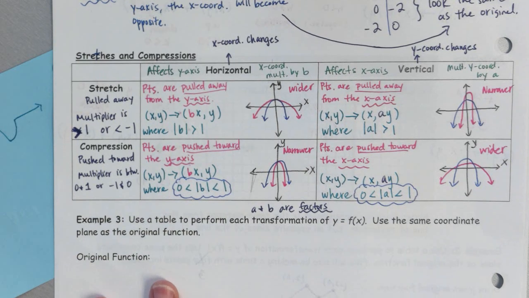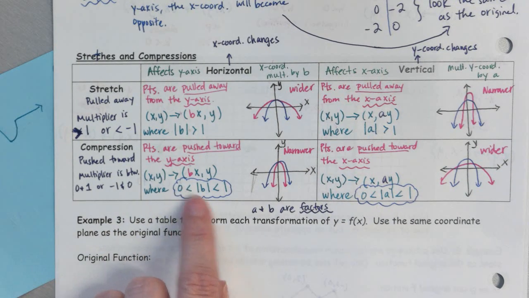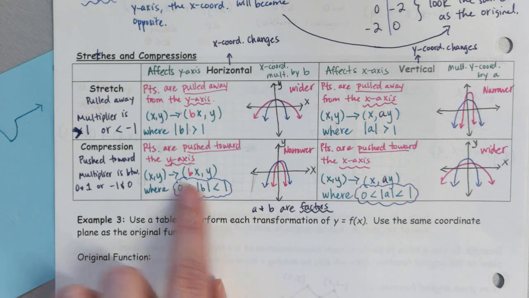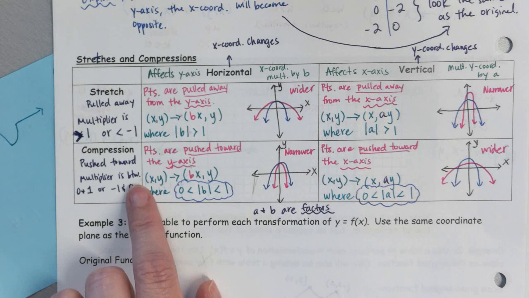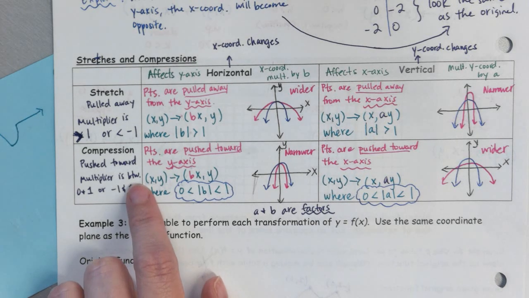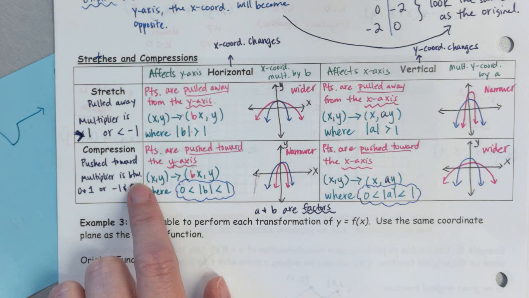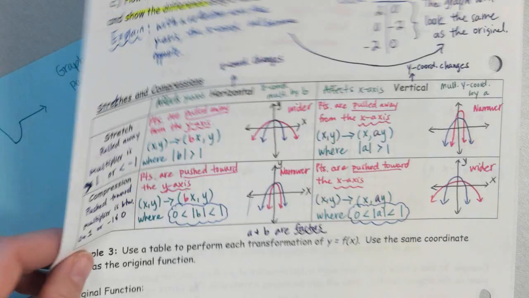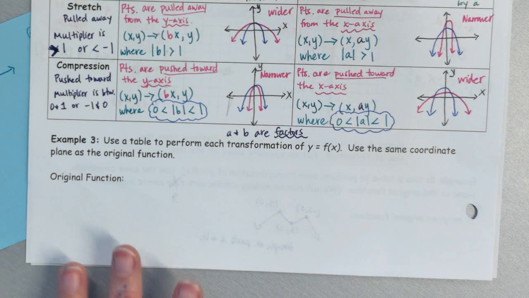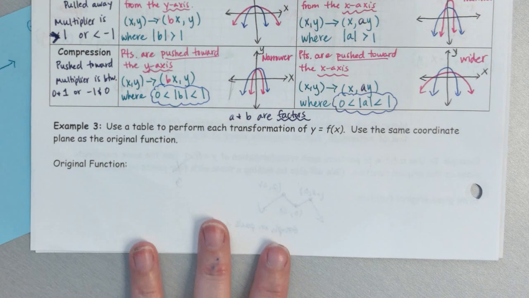Okay, remember that if it's a compression, those values have to be between 0 and 1 or -1 and 0. And then if it's a stretch, the absolute value would be greater than 1. So that could be a +5 or it could be a -5. They're both going to produce a stretch. Okay? All right.